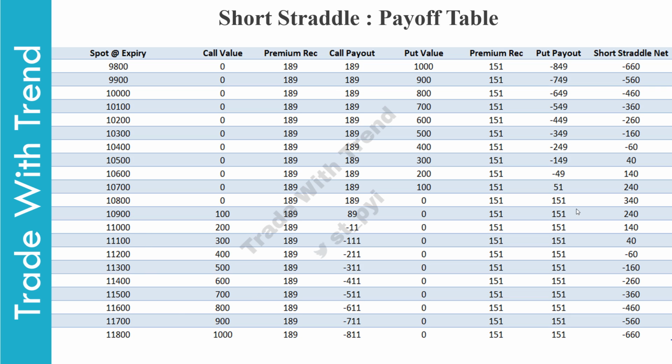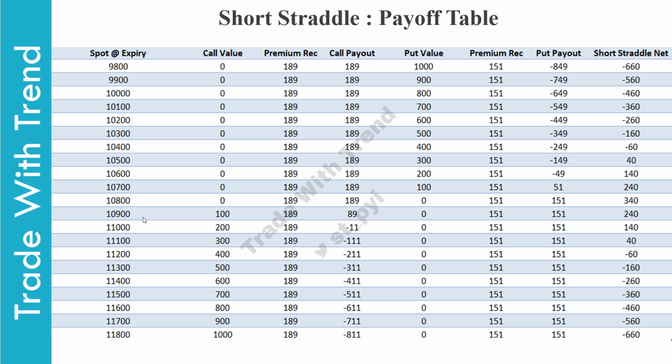Now for a short straddle, we want price to remain in a range that is between 10,460 and 11,140. So as per this payoff table, you can see that the maximum profit of rupees 340 per lot happens when spot expires at 10,800, and losses only happen when spot moves below 10,460 and above 11,140. So in case you have understood how to do these calculations on your own, you can calculate expiration at various scenarios and then see if it matches the net payoff in this particular table.